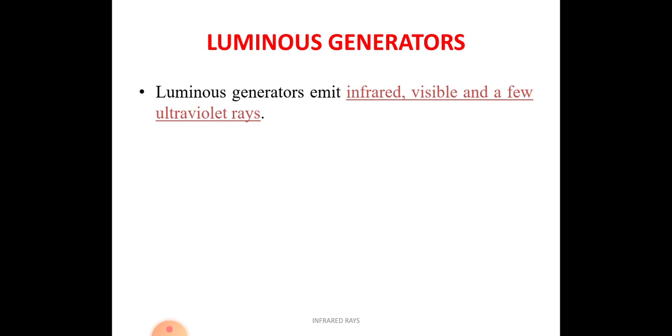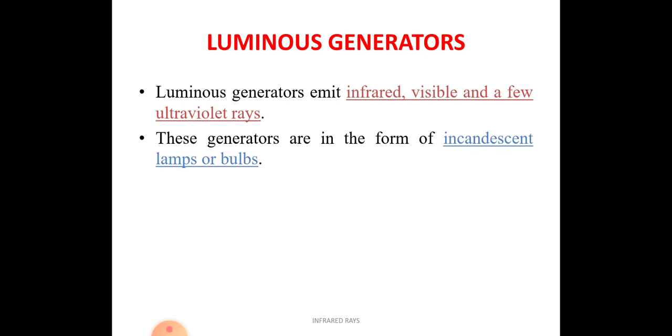Now coming to the luminous generator. The name itself is telling: luminous means tejasvi, it will be producing light. So luminous generators emit infrared, visible as well as a few ultraviolet rays also. These generators are in the form of incandescent lamps or bulbs. Incandescent means they will be emitting light when they are heated. That is known as an incandescent lamp or bulb.